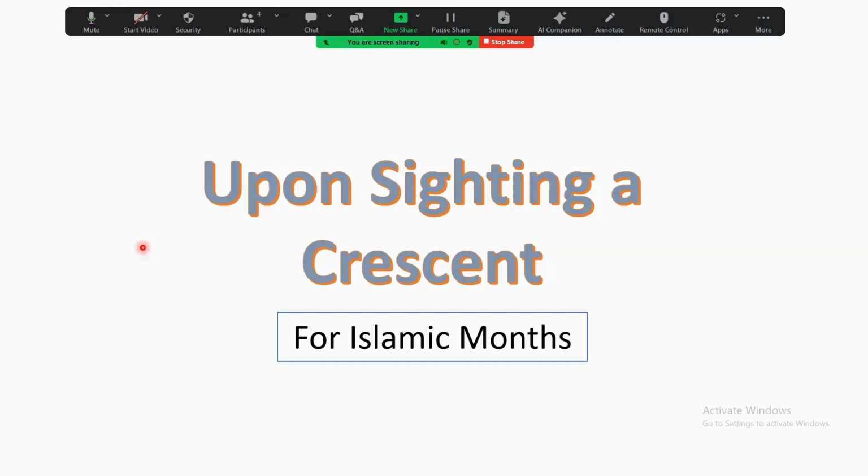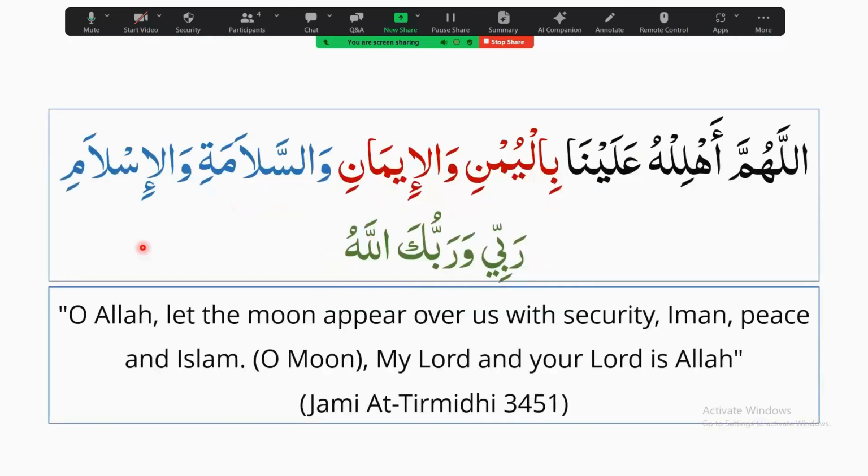We are supposed to memorize this dua, and not only for the month of Ramadan, but for every Islamic month. Whenever we sight the crescent of that month, we are supposed to say this dua, which has a reference from a hadith as well. Okay, so this dua is Allahumma ahlilhu alayna bil yumni wal iman was-salamati wal-islam, Rabbi wa rabbukallah.